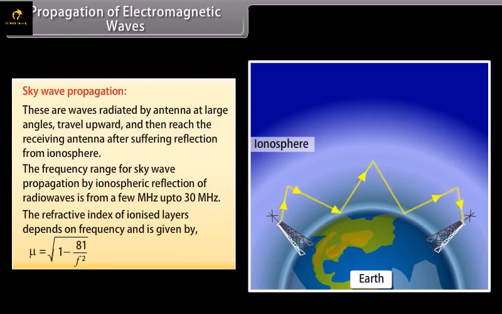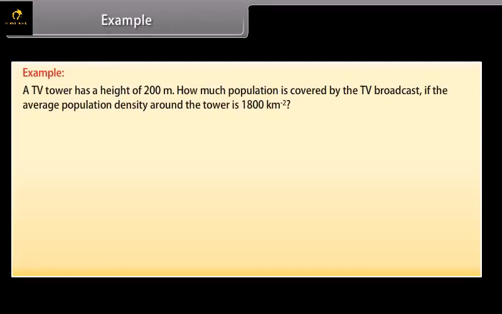Example: Let's take an example. A TV tower has a height of 200 meters. How much population is covered by the TV broadcast if the average population density around the tower is 1800 per km square? Given that the radius of the earth is 6400 km. Let's see the solution.